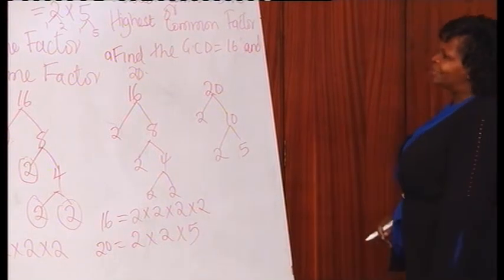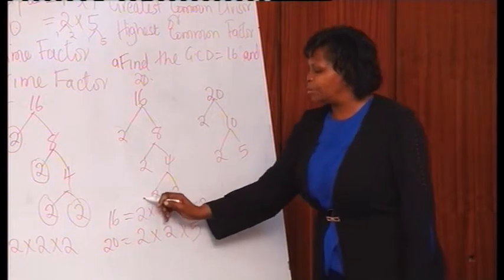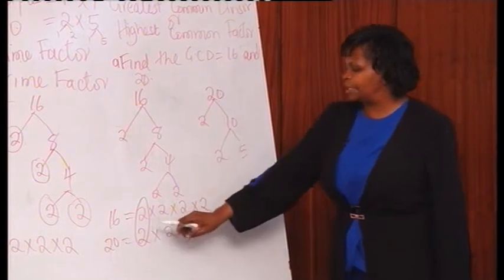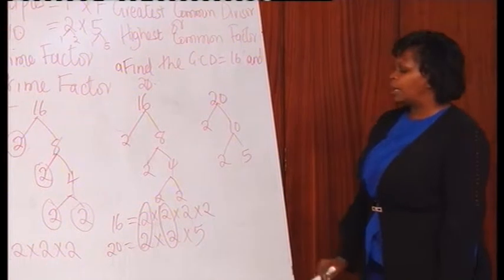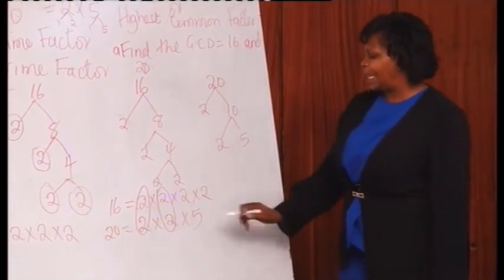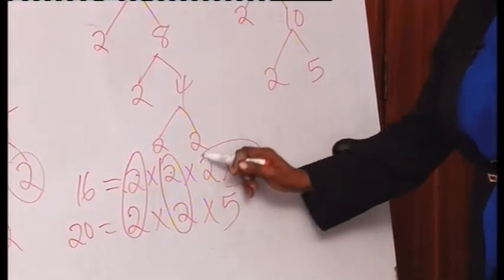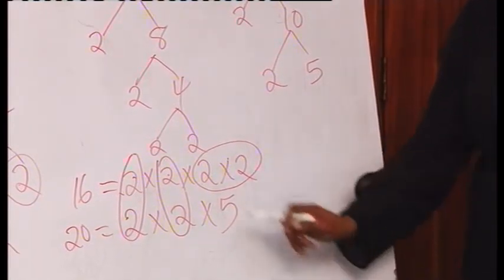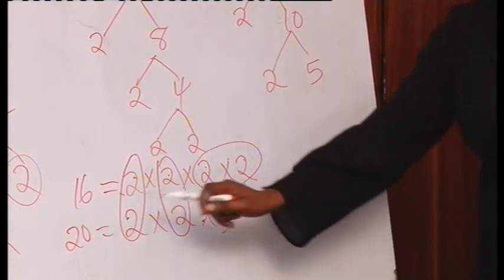So if I'm to get the GCD by using the prime factors, then after getting the prime factors, I look for the common ones, and I can see we have 2 there, which is common to this, and this 2 is common to this. Now, I cannot use this and circle it and think that it will be a common factor. Why can't I do it? Because this 2 is not in 20, and also this 2 is not in the 20.